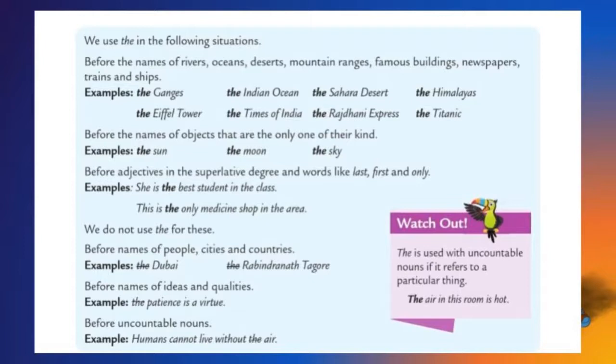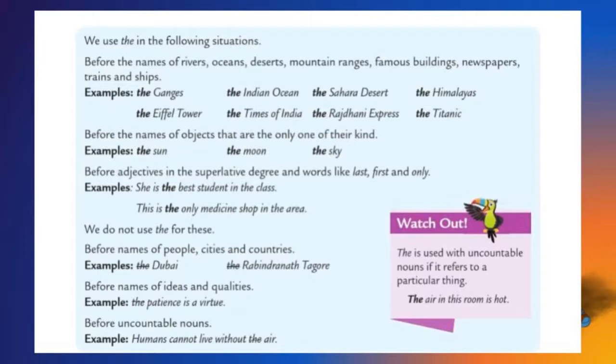For example, sun, moon, sky. These are the objects that are the only one of their kind. The sun, the moon, the sky. For example, class teacher, principal, and collector, prime minister, president. These people are the only one of their kind. So we should use article the before them. The collector, the prime minister, the president, etc. Before adjectives in a superlative degree also we should use article the. Not only that, words like last, first, and only we should use article the.